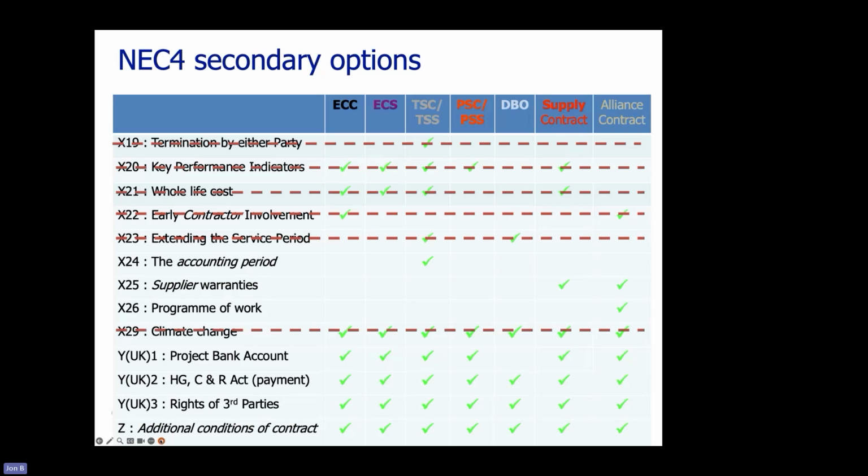X24, the accounting period, also applies to the term services contract. What this allows you to do is say we're effectively going to close down each year's accounts on 31st March, say. And once we've final accounted it, that can't be revisited. And the advantage for both parties, therefore, is that if you're a company who wants to go to the city and say our profits are this, if the account has been closed down and can't be reopened for that year, you can do that. Right. Okay.